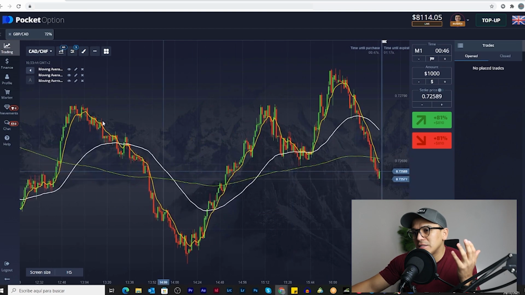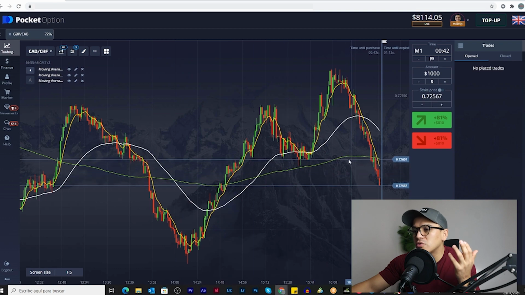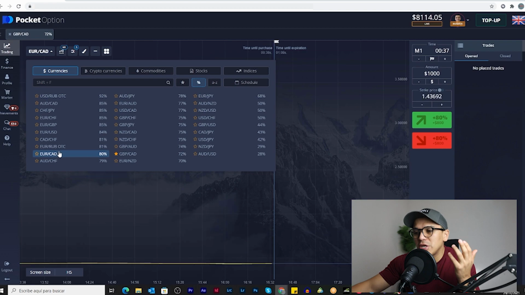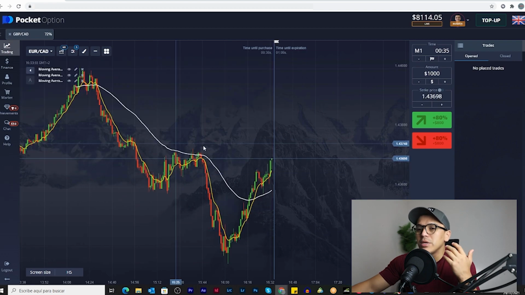And I don't like this type of market either, because we don't have a stronger downtrend or uptrend. So it's better to wait for another chance to earn money.